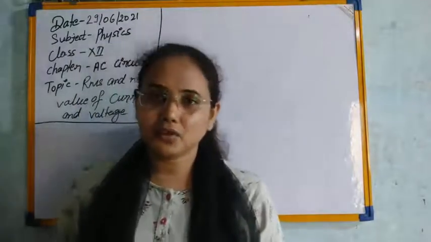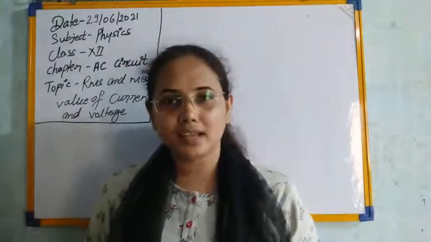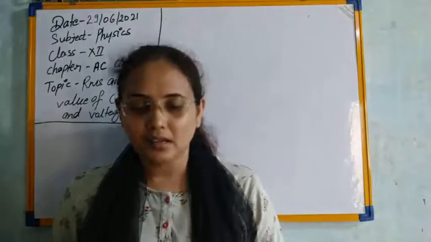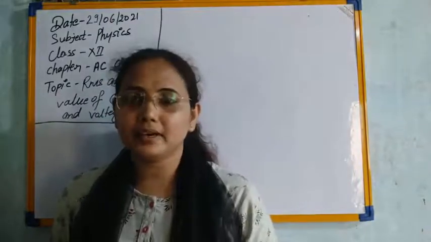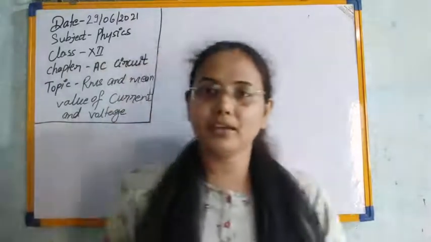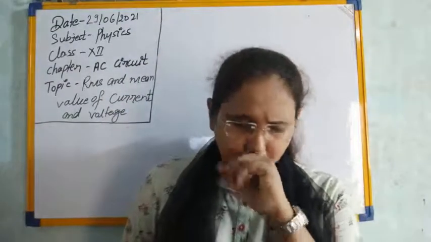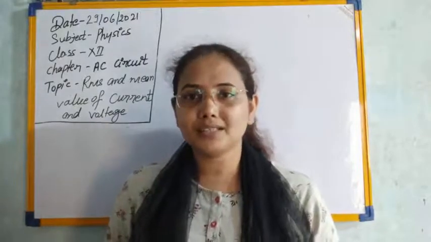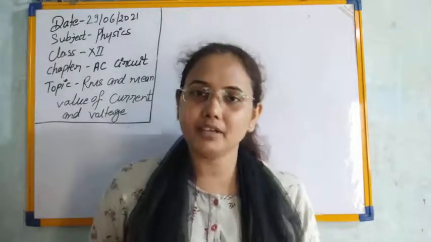Yesterday we discussed what AC current and AC voltage are and how we obtain them. There we saw that AC changes its direction continuously with time. So wherever AC current flows or AC voltage is present, it will continually vary with time.